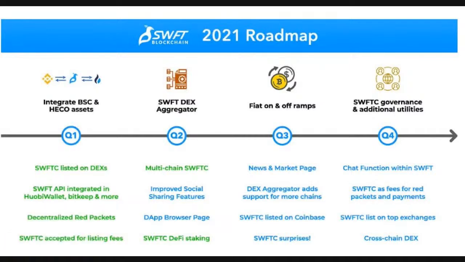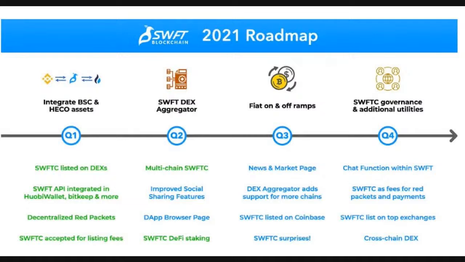So let's talk about that a little bit. Looking at their roadmap, they said in quarter 2 of 2021 they would be listed on decentralized exchanges. They did that. Swift API would be integrated with HTS wallet. They did that. They had red packets. They did that. Swift also accepted listing fees. They did that, so they get paid fees when they are allowing people to use their blockchain. They also did multi-chain Swift. They did that. Improved social sharing features. They did that. They have a decentralized app browser page. We've been through their page. They've done that. Swift decentralized finance staking. That is available as well.